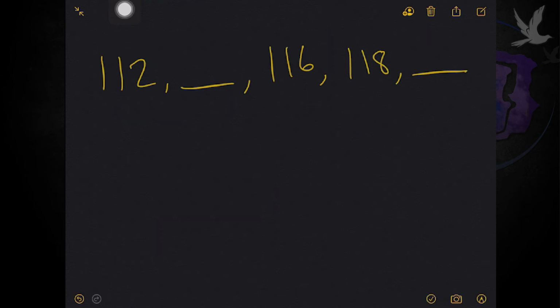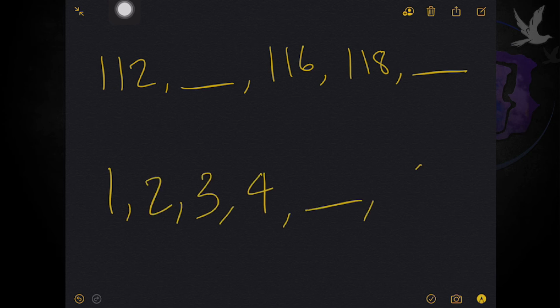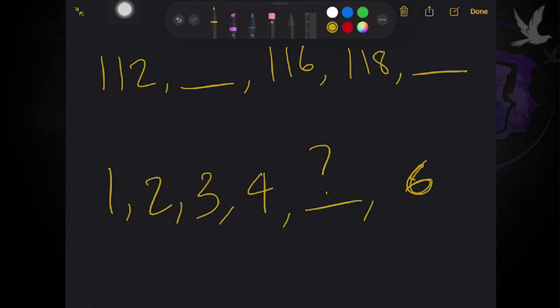Okay, for page 14, what you're supposed to do here is complete a number pattern. If you notice, we have 112, blank, 116, 118, blank. In this case, all you have to do is fill in numbers that will fit the pattern. For example, if I ask you, you have 1, 2, 3, 4, blank, 6. What do you think is this number over here? Obviously, it's 5. That's very obvious. So that is a basic number pattern.